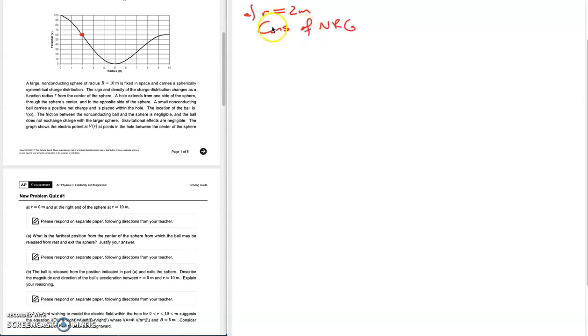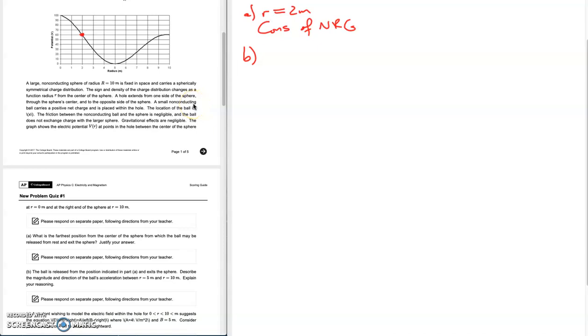And that's what they want to see for part A, that you select the correct position and that you indicate we have a conservation of energy situation here where you need to give it enough energy to be able to get over the hill on the other side of the sphere.